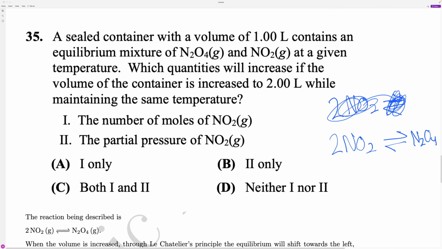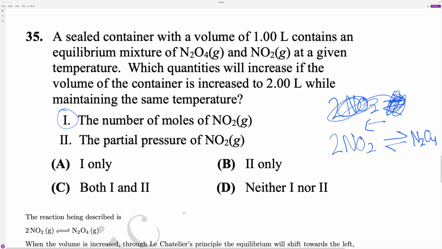So according to Le Chatelier's principle, when you have an increase in volume, you have accordingly a decrease in pressure, and the equilibrium is going to shift towards the side with more moles of gas. So that's going to be the left side. So the equilibrium is going to shift left, and you're going to see more moles of NO2. So I is going to be correct.